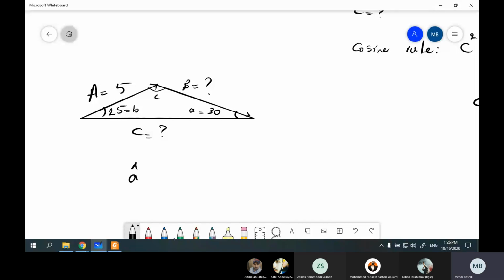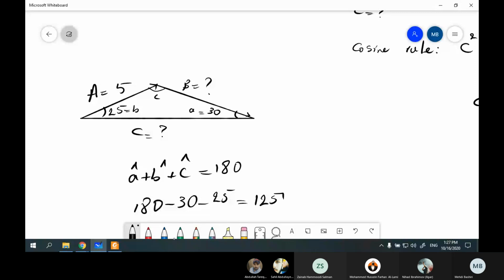You all know that A plus B plus C is 180, and in this case, 180 minus 30 minus 25 would be what? So this is the angle C. Okay, I need to find this edge.